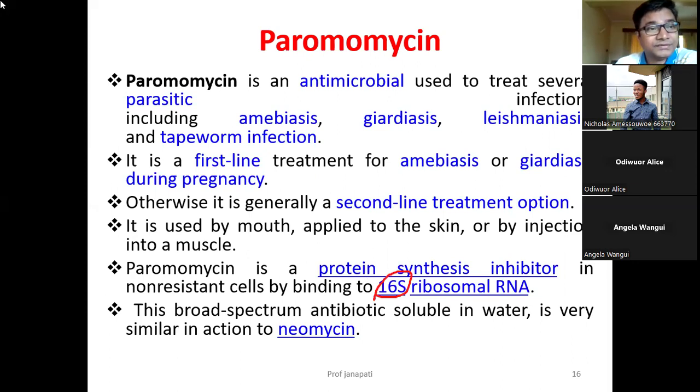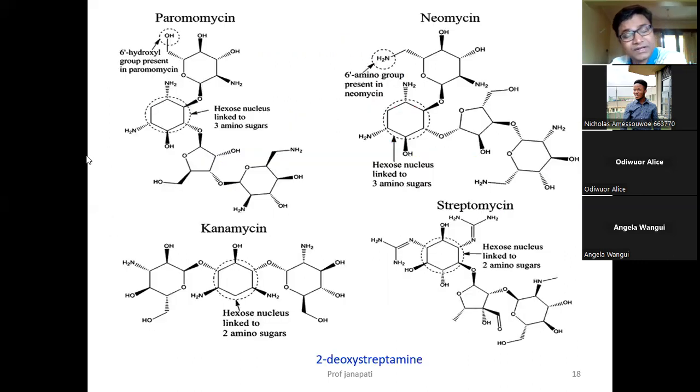Now, let us see some of the other drugs which we have seen. Kanamycin, and this is streptomycin. Wherever there is a guanidino group, that is streptidine, an aminocyclitol. The remaining other drugs, you can see in neomycin, this is the amino portion.